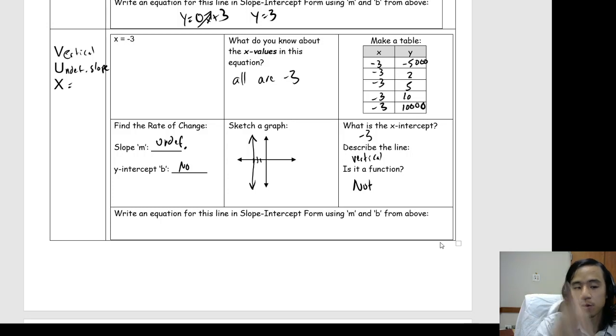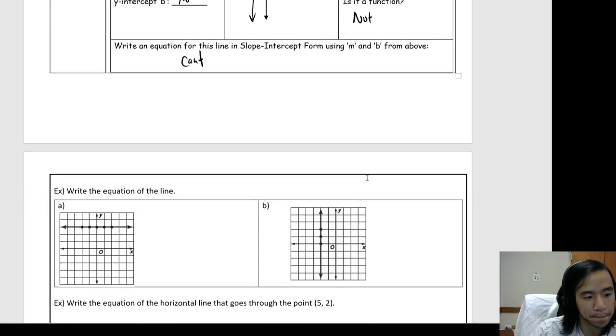Remember the vertical line test for functions? This does not pass that. We can't write this in slope-intercept form, because m, our slope, is infinity. It's undefined, and we don't have a b. So this is kind of a unique case, x is equal to negative 3.